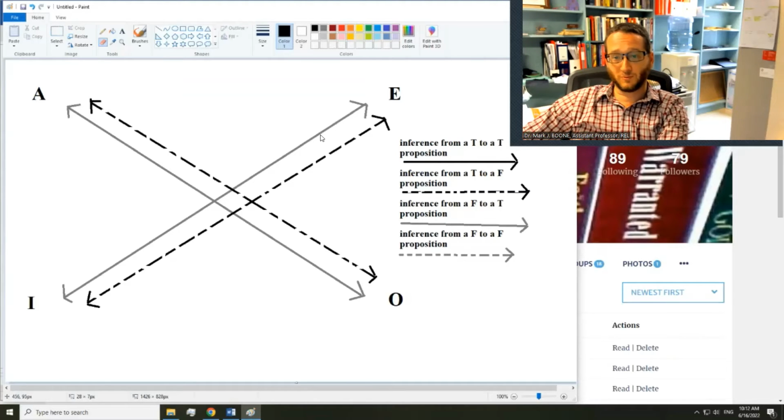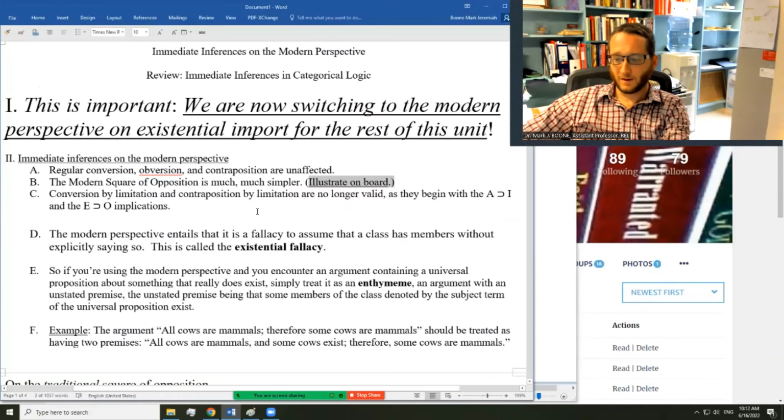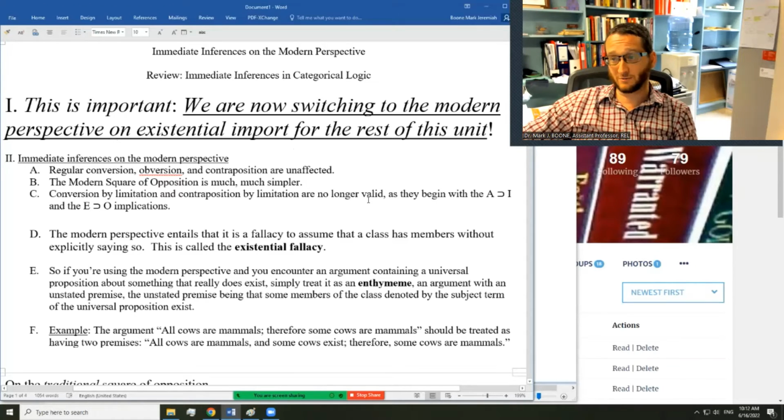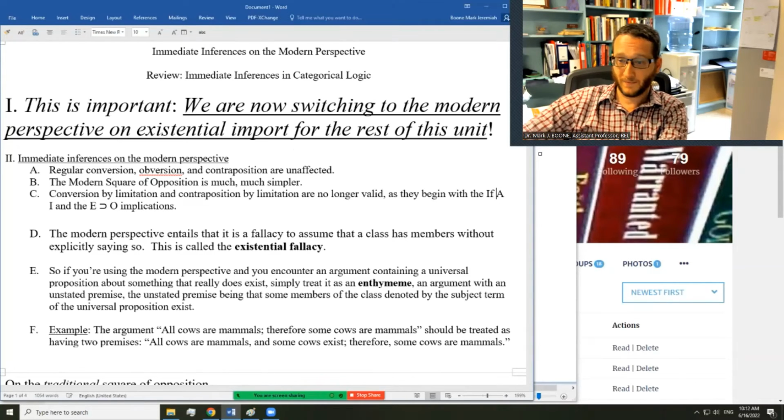So that is why the modern square of opposition is much simpler. It's only got those 8 inferences. Only the contradictory relationships remain. Conversion by limitation and contraposition by limitation are not valid on the modern perspective, since they begin with the if A, then I, and the if E, then O implications.